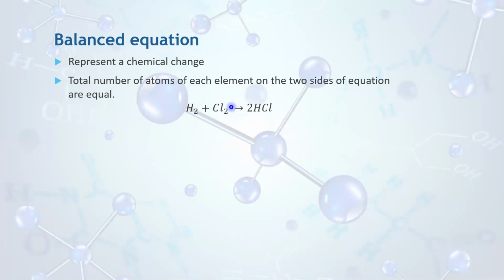Similarly, chlorine atoms. On the reactant side, we have 2 chlorine atoms, and also on the product side, we have 2 chlorine atoms. That means the number of atoms of each element, here hydrogen and chlorine, on both sides are equal. Thus we can say that this equation is balanced.